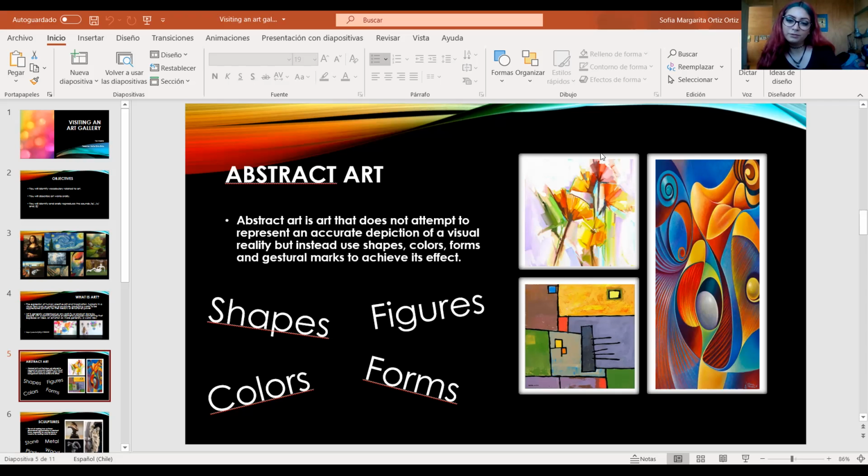So here we have in the first image, I think they are flowers, but maybe they are not, right? Here we have some squares with lines. I cannot see a well-defined image, right? I can see colors and shapes. And the third one, very crazy colors, right? Very crazy forms with a lot of circles, right? And lines. So that is abstract art.